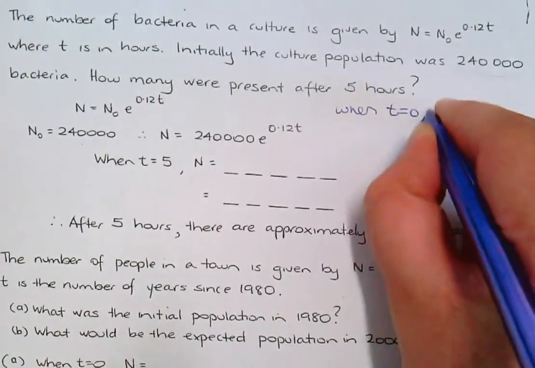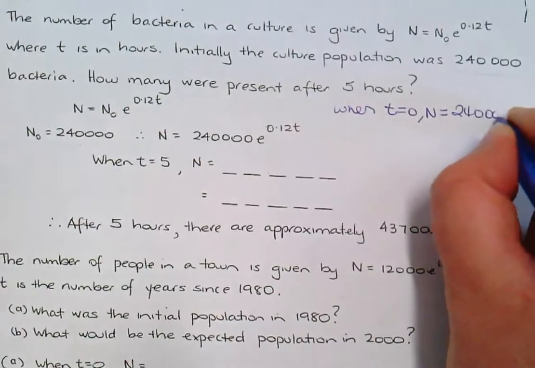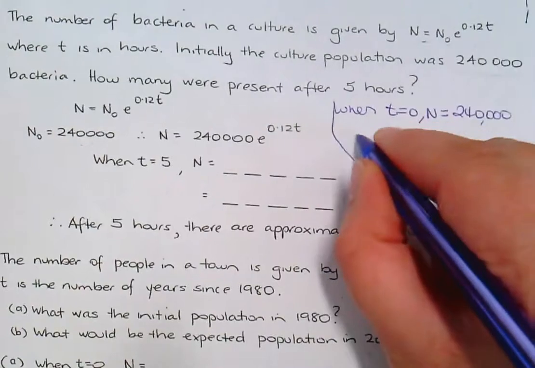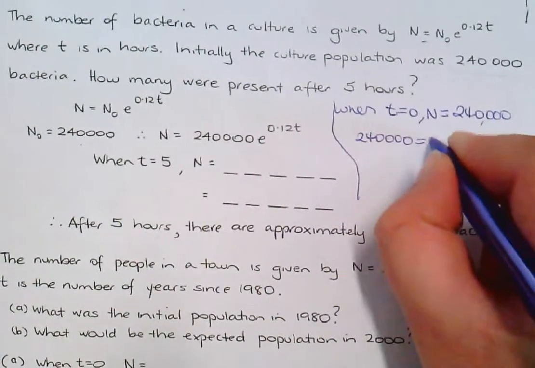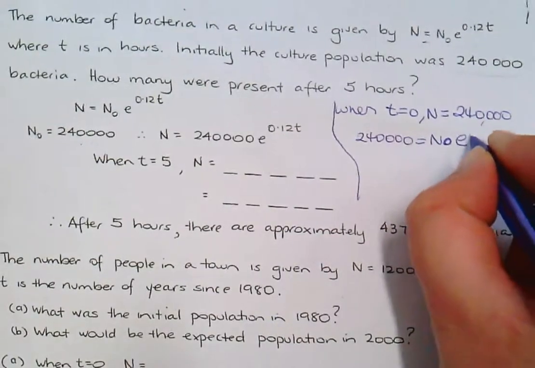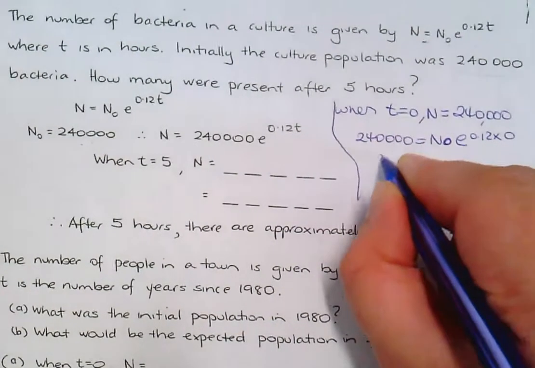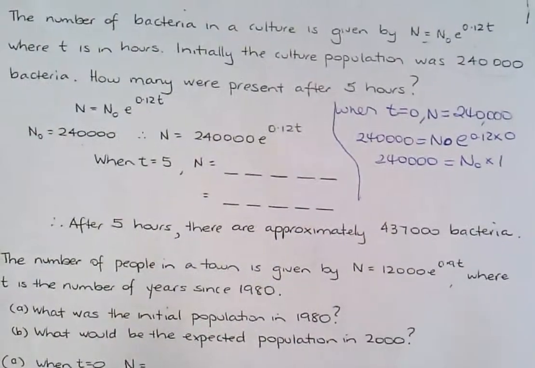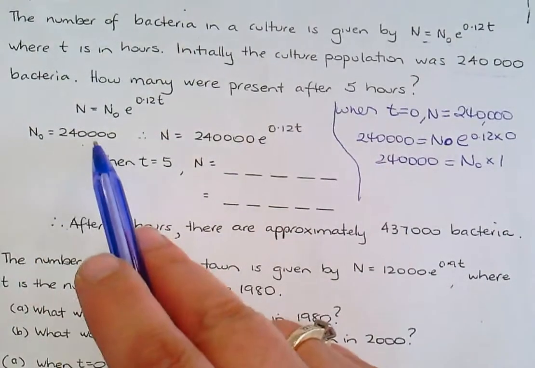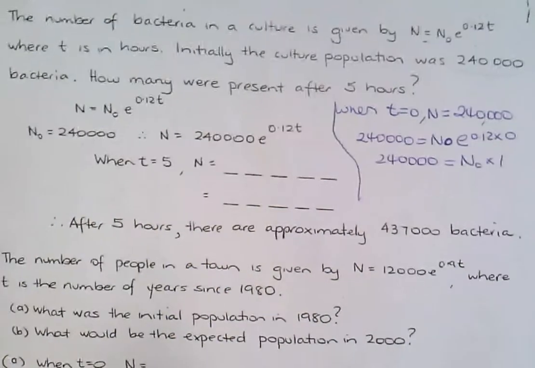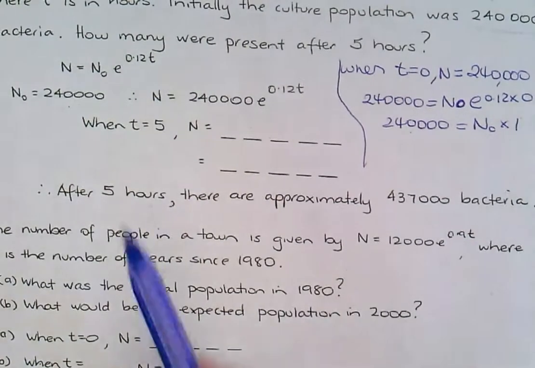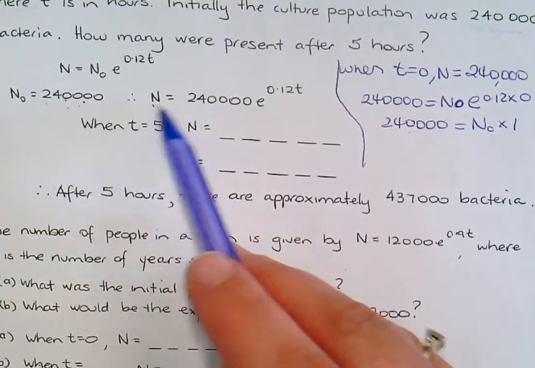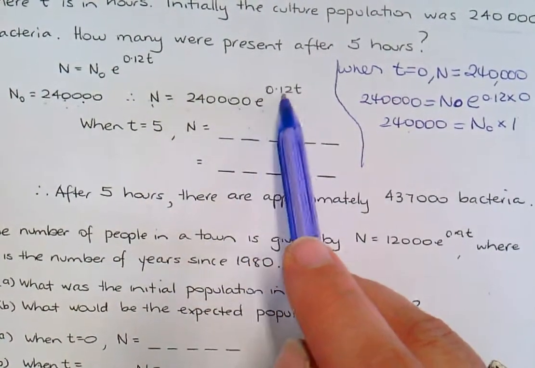You would say when t is 0, n is 240,000. So if you want to work out what n sub 0 is, you'd now use the formula. You'd go 240,000 equals n sub 0 e to the 0.12 times 0. So 240,000 equals n sub 0 times 1. So can you see how you get n sub 0 is 240,000 if you've been asked to show it? So therefore the formula is now n equals 240,000 e to the 0.12 t.